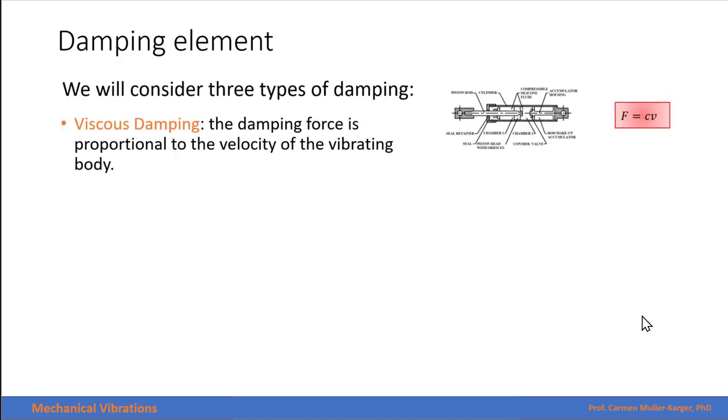The first one is the viscous damping. The damping force is proportional to the velocity between the two ends of the damper and the constant that describes the characteristics of the damper. It's very important that if we do not have relative velocity between the two ends of the damper, there is no force done by this damping system.